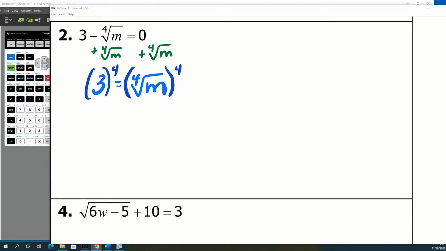All right, 3 to the 4th power is 3 times itself 4 times, or you can type it in the calculator, 3 to the 4th. That's going to be 81. And then the 4th power just cancels out the 4th root, and you're just left with m. You're just left with what's underneath.